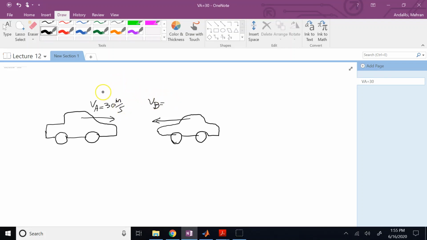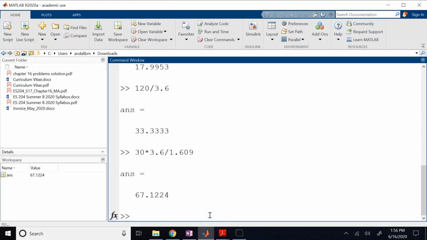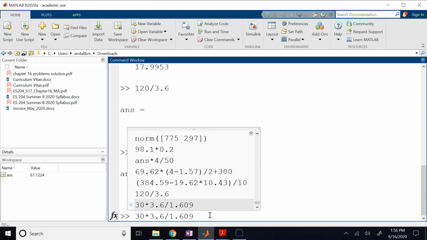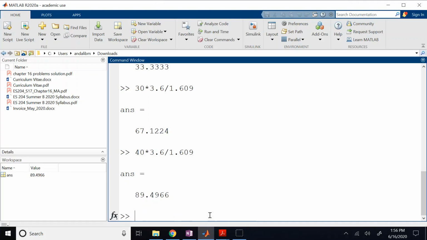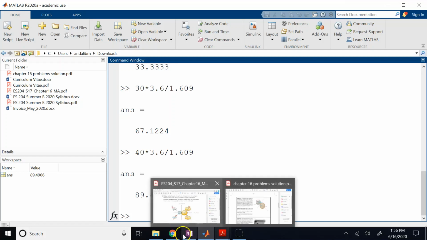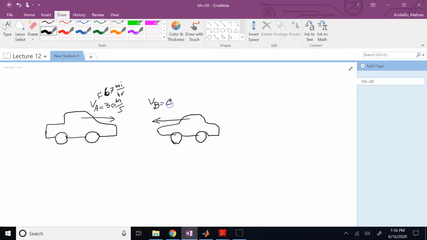And this one is equivalent to what? Remember, 67 miles an hour. So this is a nice driver. It is not going more than the highway speed. And let's say B is going a little bigger. So B is going like 40 meters per second, which is like 89 miles an hour, and that's not uncommon on Highway 17. So let's say you're going 40 meters per second, which is almost about 89.5 miles an hour. So one of them is overspeeding, the other one is not.